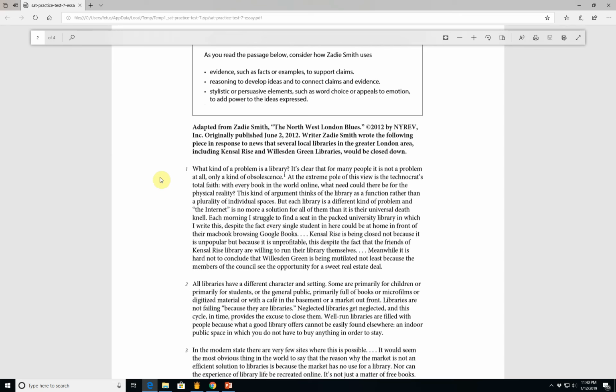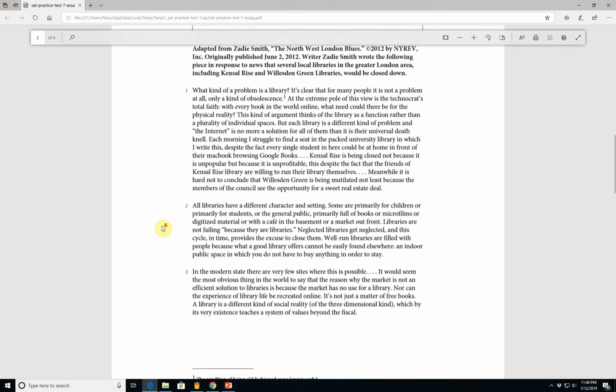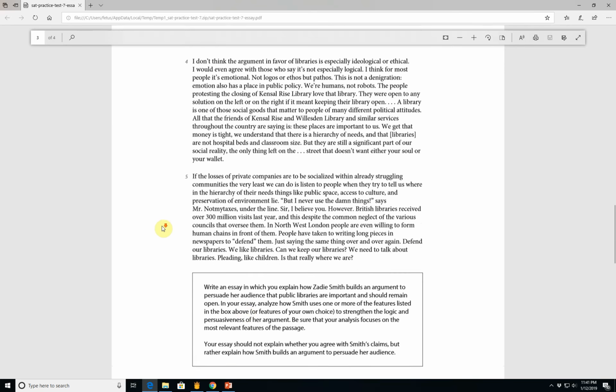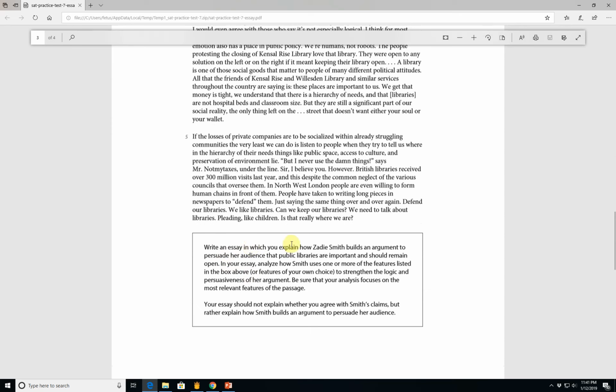as I'm doing this. Okay, so writer Zadie Smith wrote the following piece in response to news that several local libraries in the Greater London area, including Kensal Rise and Willesden Green libraries, would be closed down. Okay, so obviously they want us to say libraries are really important. Let's go down. Write an essay in which you explain how Zadie Smith builds an argument to persuade her audience that public libraries are important and should remain open. In your essay, analyze how Smith uses more of them.